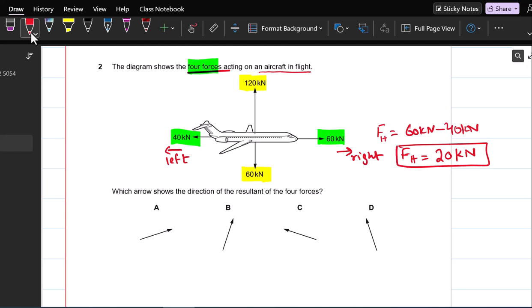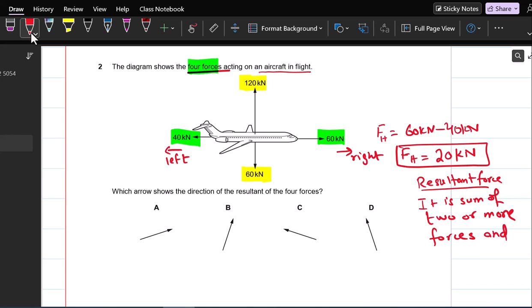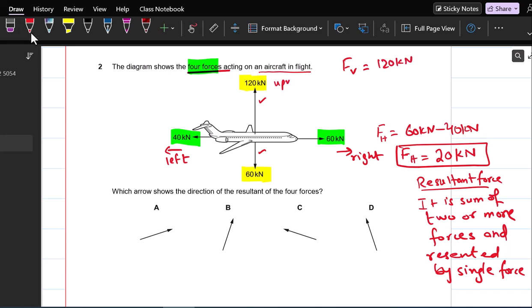What is the resultant force actually? Resultant force is the sum of 2 or more forces, represented by a single force. Now we are going to solve the vertical resultant force. The vertical forces are 120 kilonewton upwards and 60 kilonewton downwards. We have to solve this, minus 60 kilonewton. So it comes out to 60 kilonewton.